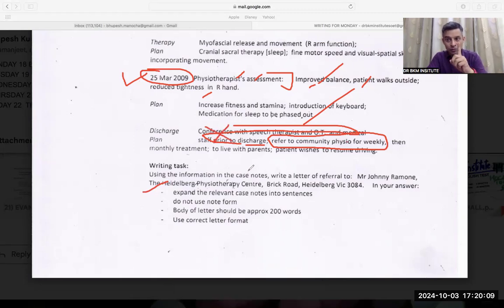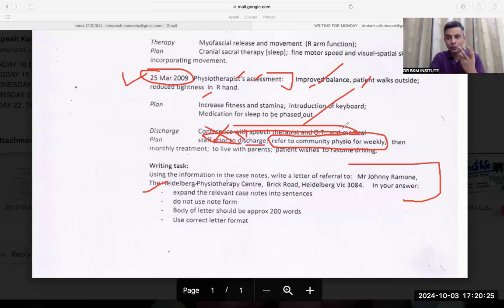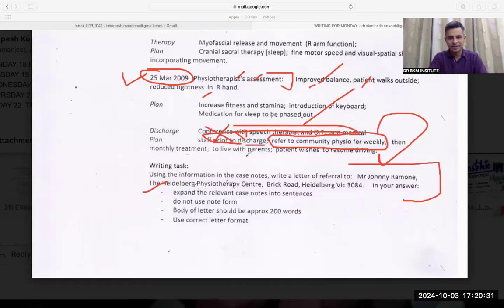The selection of data means you don't have to write this line. This is the most important point I'm teaching you for OET. You are writing a letter to the physiotherapist, so you have to write what he needs. He doesn't need this thing, conference with speech therapist prior to discharge. Community physio doesn't want to know about what will happen before the discharge. He wants to know what he needs to do. So he needs to provide physiotherapy weekly and then monthly treatment, and patient will live with his parents.